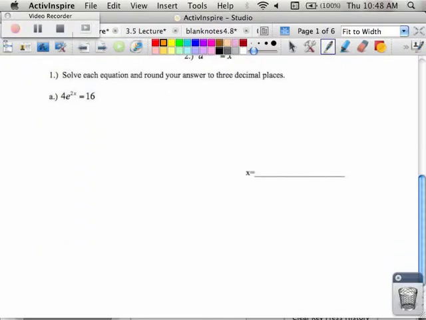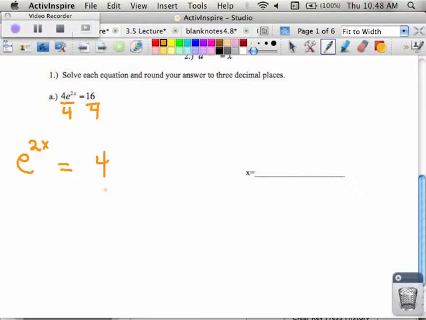So, more problems just to work on. I see this problem here in number 1, and what I noticed right away is that I have a 4 in front of the e junk. I don't really want that 4 there, so I'm going to divide both sides by 4. If I do that, I get e to the 2x equals 4.